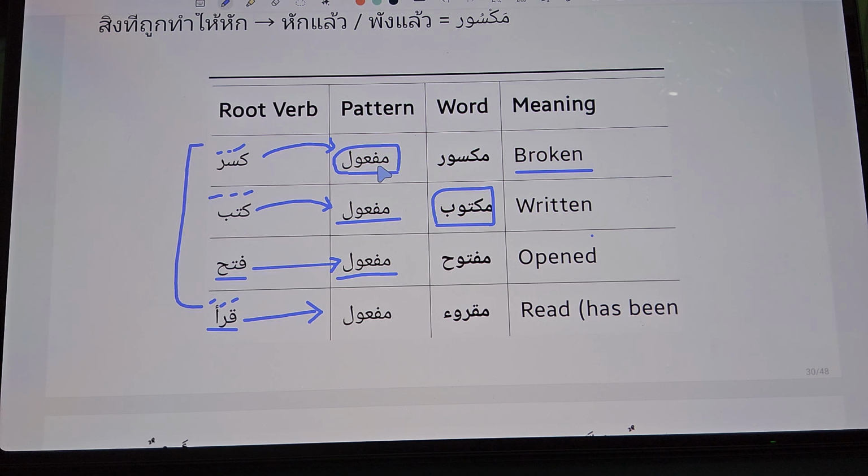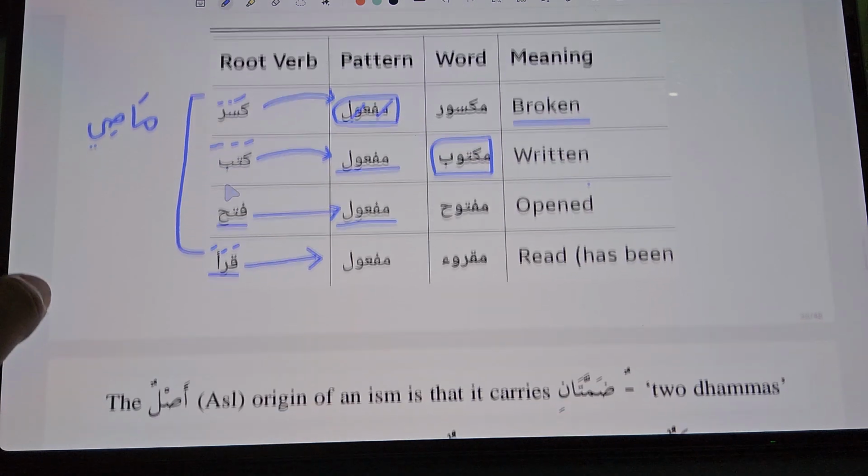But the original word, how do we know? We cut out mim and wow. It shows the original letter, and it comes in the form of madi. Madi means past tense, and it is three letters. Three-letter madi. Tamam.